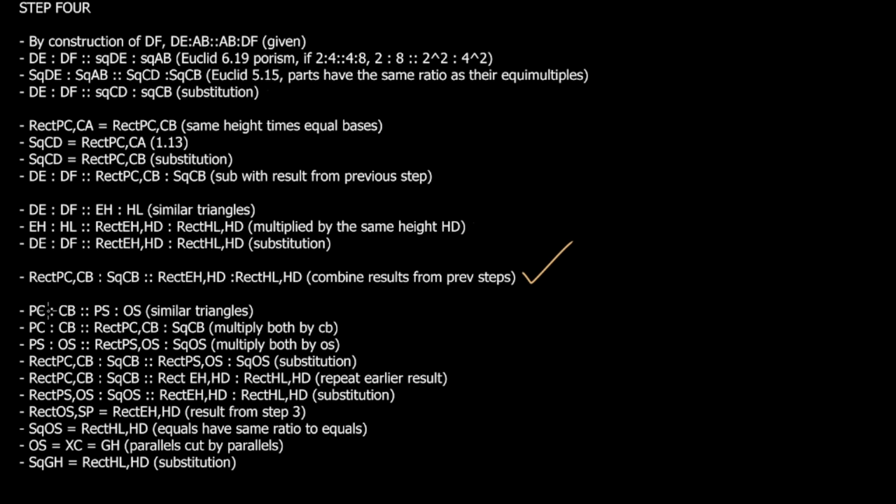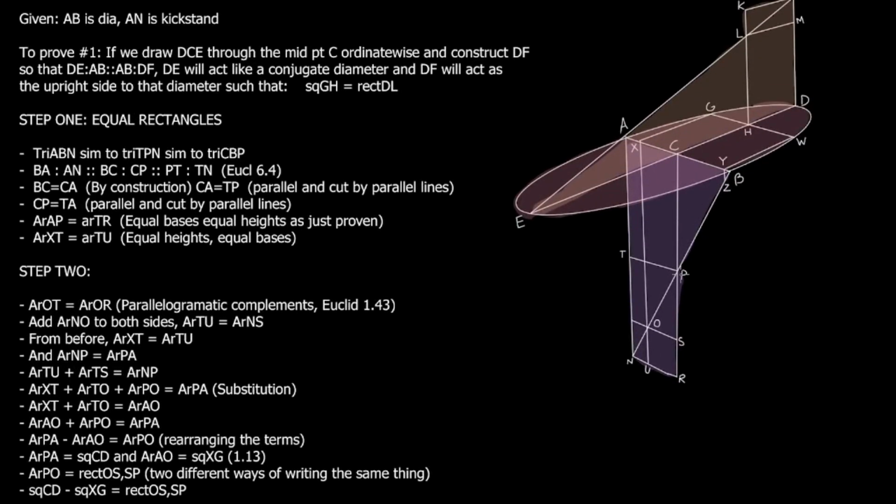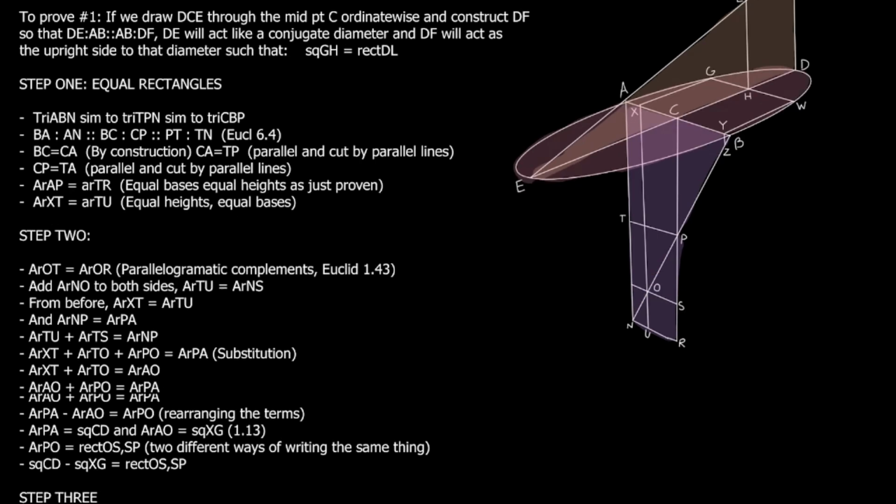Now we've got as PC is to CB, PS is to OS. Let's try to remember that. PC, CB, PS. PC, CB, PS, OS? Was that it? It must be these triangles are similar. So I believe it.